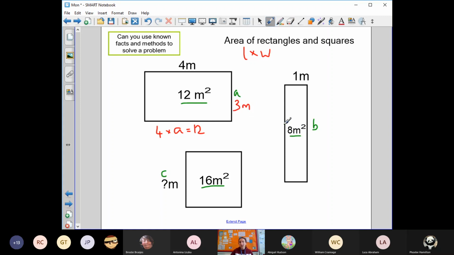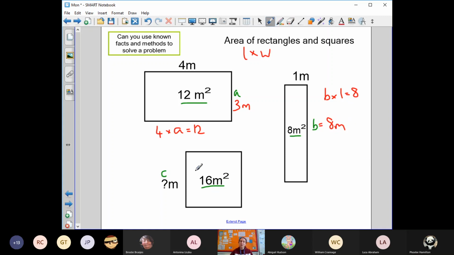Okay, to work out the area of B, I know that it'll be length times width. So my length, the longest bit, is B, and I'm timesing it by the width, which is going to be 1, and it's got to make 8. Okay, so what number times by 1 makes 8? The answer would be 8. So B would have to be 8 meters.